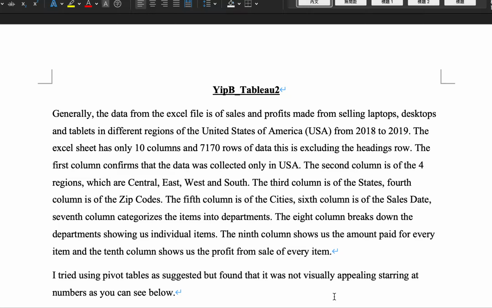The screenshot above is the bar graph showing how the sales are in every region according to the departments. You can clearly see that laptops are the most sold, followed by the tablets, and lastly desktops. You can also observe that the West region contributes the most to the sales, followed by the East region, then the Central region, while the South region comes in last.